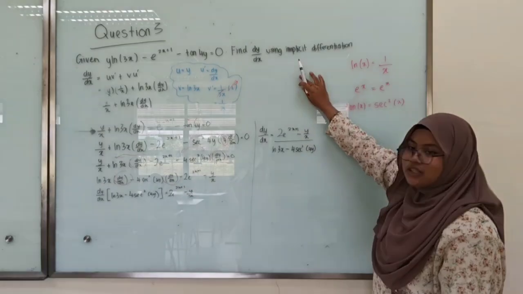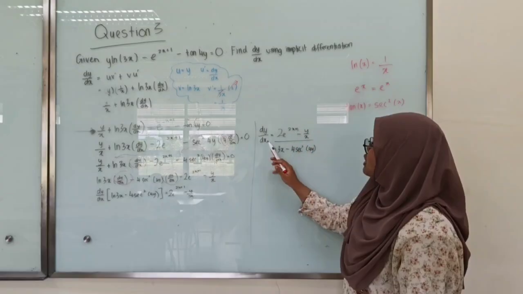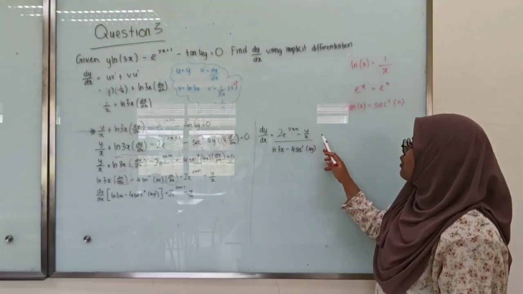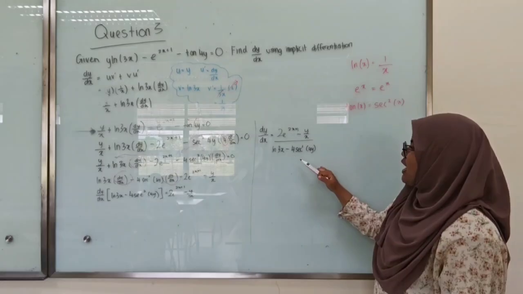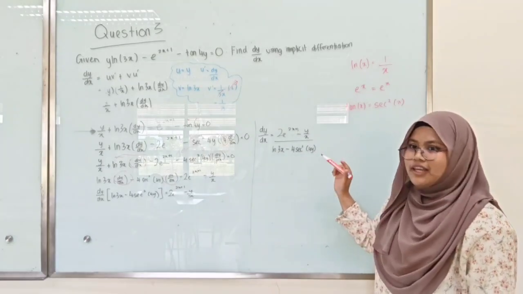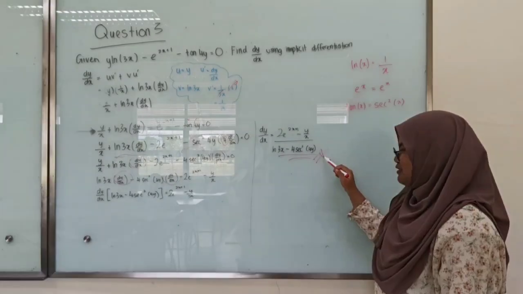So the question asks for dy by dx. So we just get dy by dx equal to 2e power of 2x plus 1 minus y per x divided by log 3x negative 4 secant square 4y. So this is the final answer.